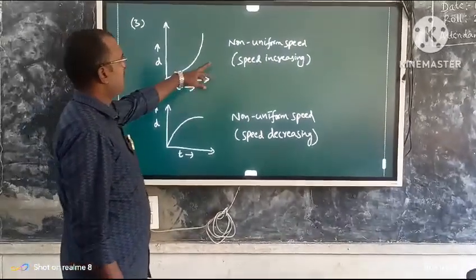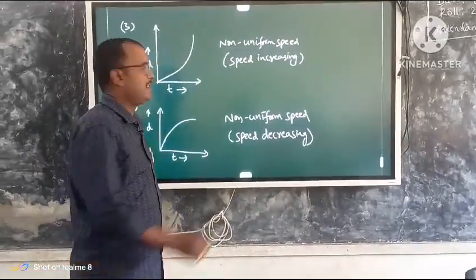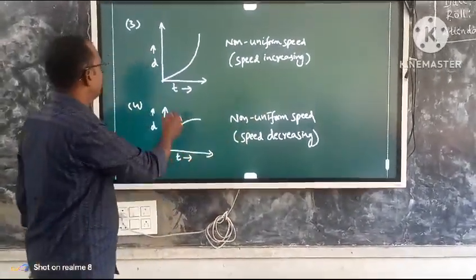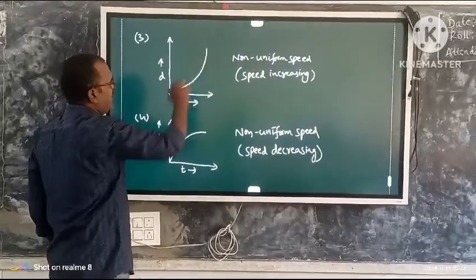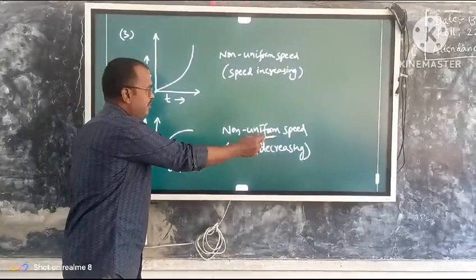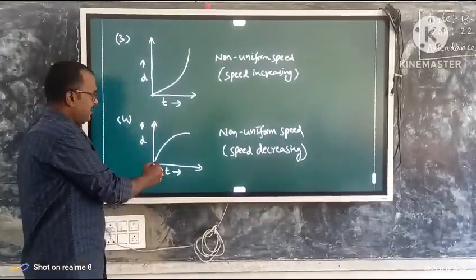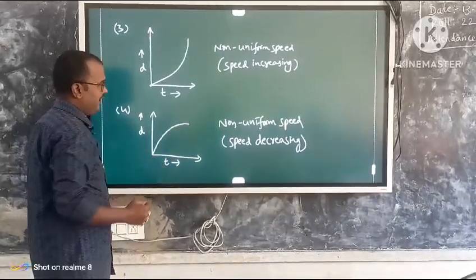Third situation, an object is moving with non-uniform speed and speed is increasing. For this, distance time graph is a curved line like this. And next one is non-uniform speed with decreasing speed. For this, distance time graph is in the shape of a curved line.